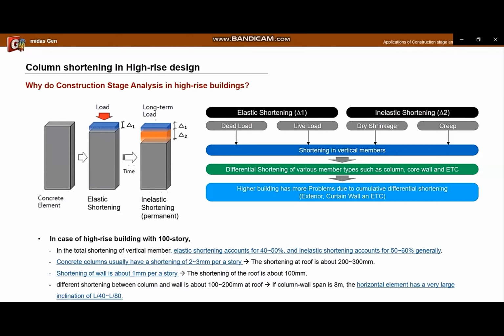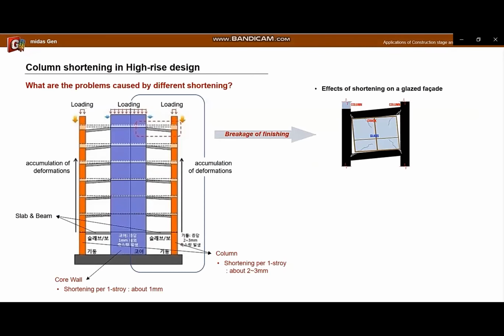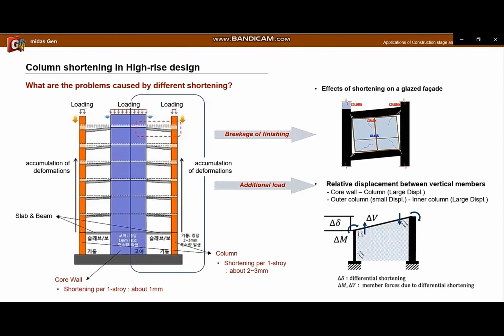It means that when the span between column and wall is 8 meters, it has a very large inclination of L/40 to L/80. Then, what are the problems caused by different shortening? First, it causes usability problems such as damage to finishing materials due to deformation. And additional member force is added to the horizontal member due to deformation caused by different shortening. This causes safety and serviceability issues like cracks, as described earlier.